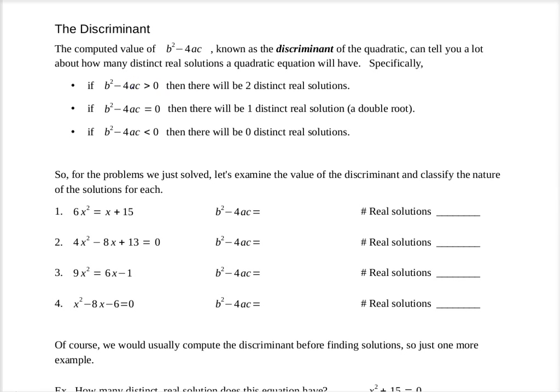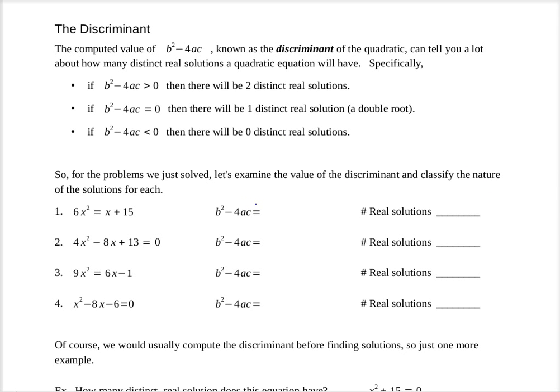If it's greater than 0, then there's going to be two distinct real solutions. If it's equal to 0, there's going to be a double root, which we saw in one of the examples previously, which provides us with a single distinct real solution. And finally, if it's negative, we have a square root of a negative number, so there's not going to be any real solutions. All of the solutions are going to be complex.